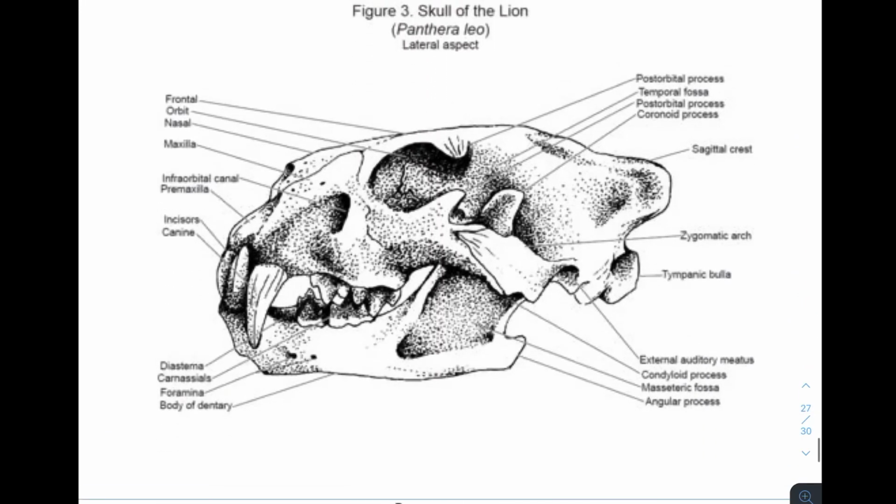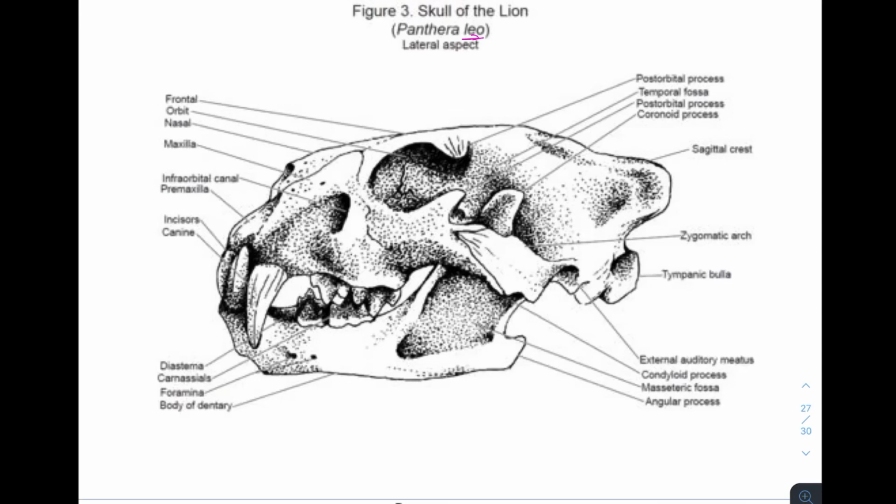And when we compare this to a lion skull, Panthera leo, what we notice is that everything is pretty much the same. The only difference is that this skull protrudes more. I would say that the domestic cat skull is much more squished up and doesn't elongate itself as much. But everything else is going to be the same.